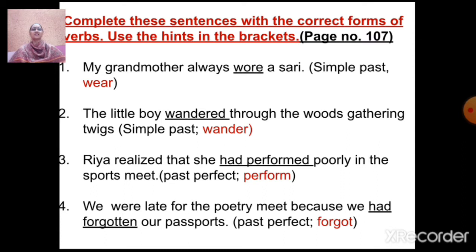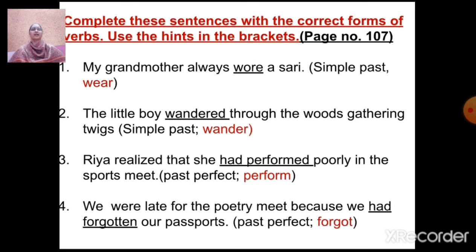Now the next is, we were late for the poetry meet because we dash our passport. Now we need to again complete the sentence with past perfect and the verb given is forgot. Now just follow the formula, that is had plus third form of verb. So the answer is, we were late for the poetry meet because we had forgotten our passport.